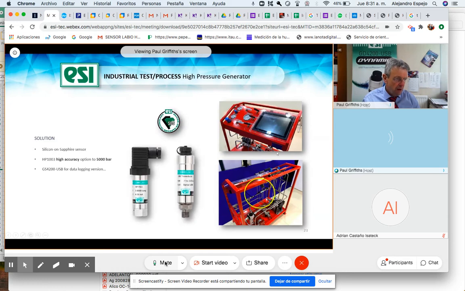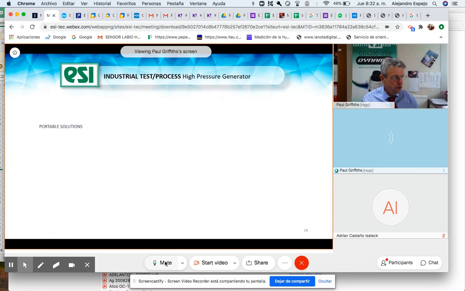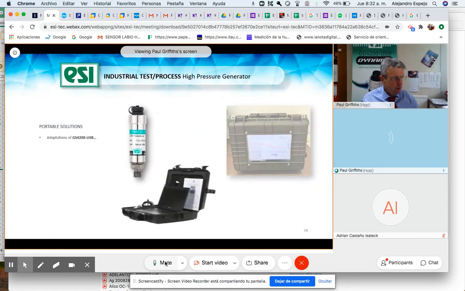So every test or every function of this unit has a display, but also it has a data logger. It records everything that happens. So when you apply pressure, it will record that pressure and the results of the test. So quite interesting. So the test benches can take all different sorts of shapes and sizes.